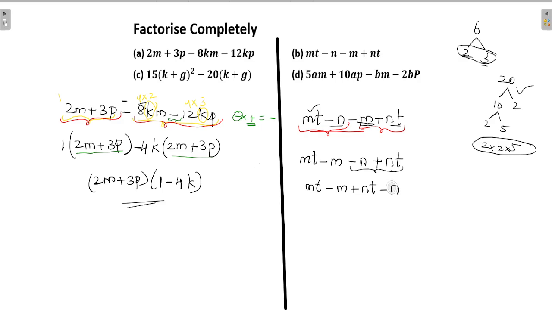Now this is easy to factorize because the first term is positive and the second term is negative. Here also the first term is positive and the second term is negative. Now it is easy to factorize. Here m is the common factor: m times t minus 1, plus n times t minus 1. Now the factors are t minus 1 times m plus n. These are the factors. So simple. Now we are moving to the third question.